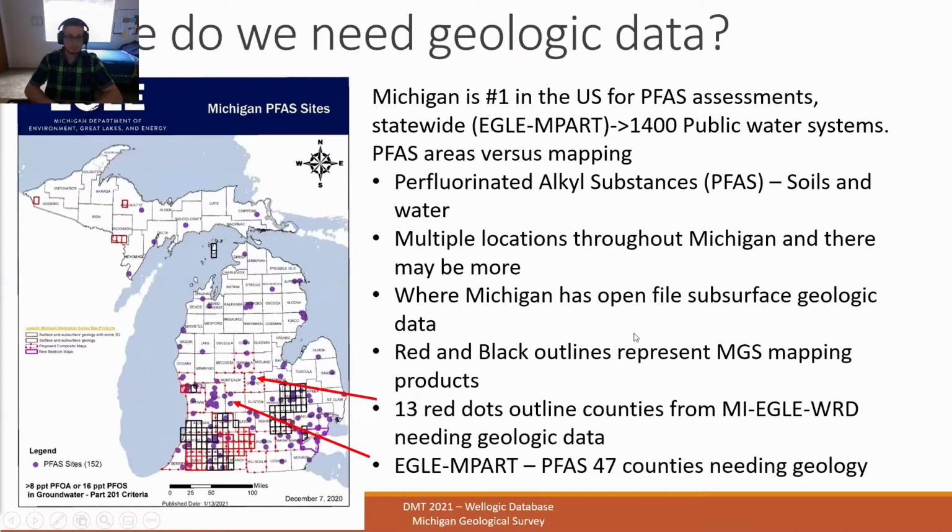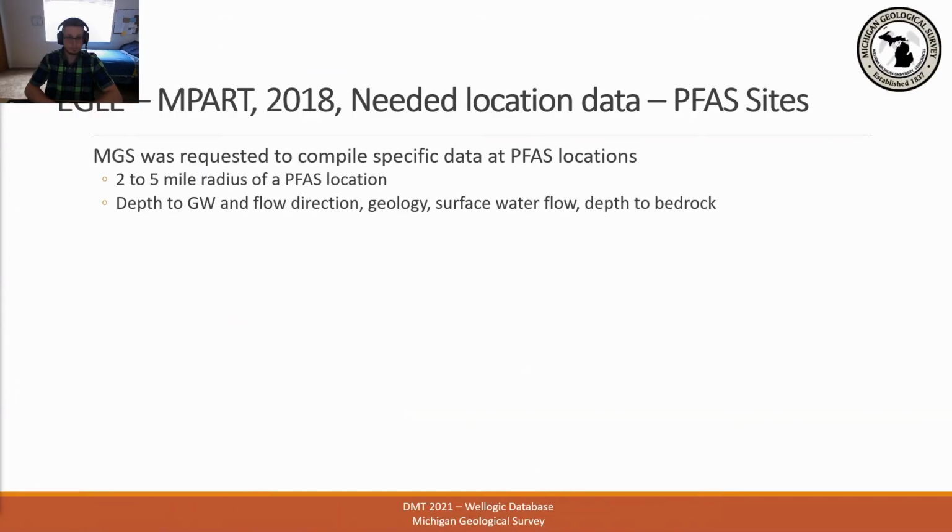And the open file data is what? It's Wellogic. And in talking with them, the state water division has asked us to go ahead and map different counties. They're just dotted here in red, where they see that they have water demands for high capacity. The MPART Eagle PFAS group has 47 counties that they've identified for us if they want to see the data. And of course, that's looking at the data from a 1 to 2 mile radius, and we're going to be talking about that here pretty quick.